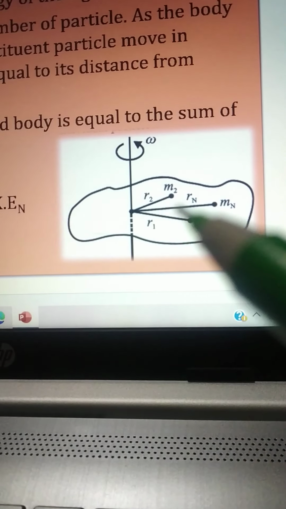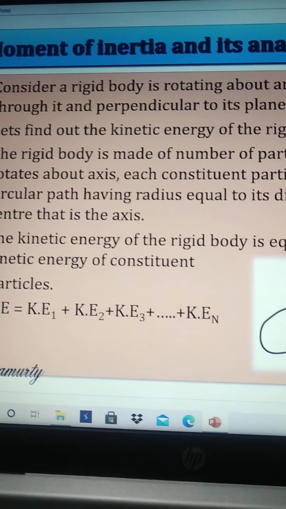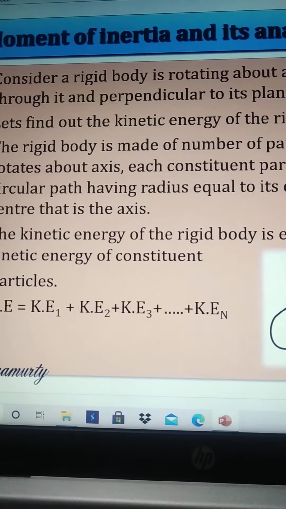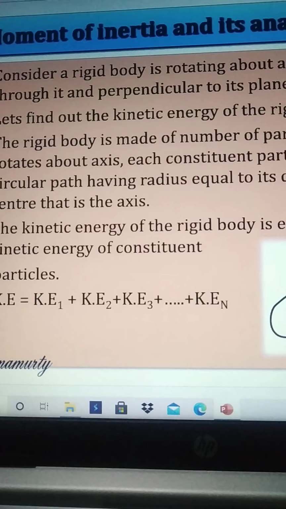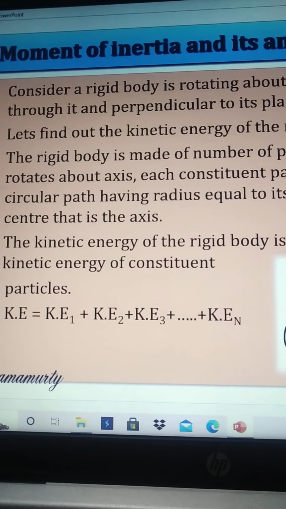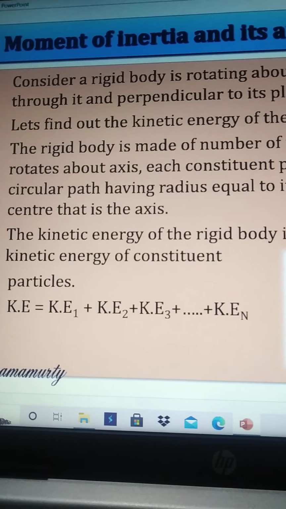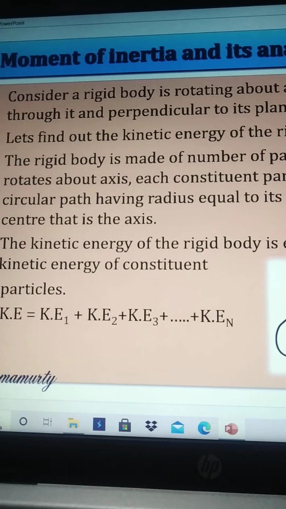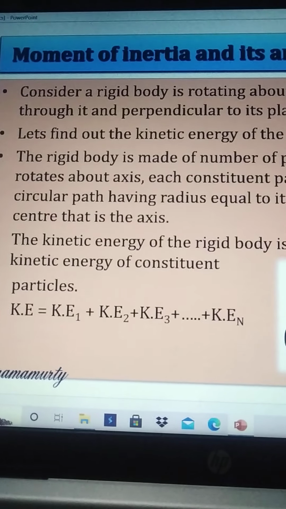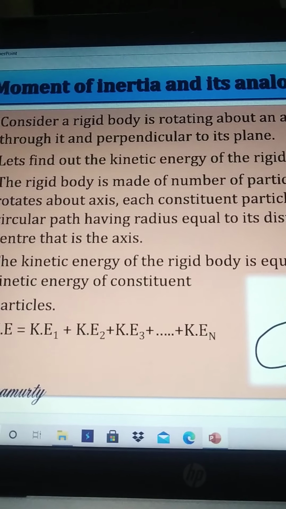Here we find the kinetic energy of the body. Consider a rigid body rotating about an axis passing through it and perpendicular to its plane. Let us find the kinetic energy of the rigid body. The rigid body is made up of a number of particles. As the body rotates about the axis, each constituent particle moves in a circular path having radius equal to its distance from the axis. The kinetic energy of a rigid body is equal to the sum of the kinetic energies of its constituent particles.